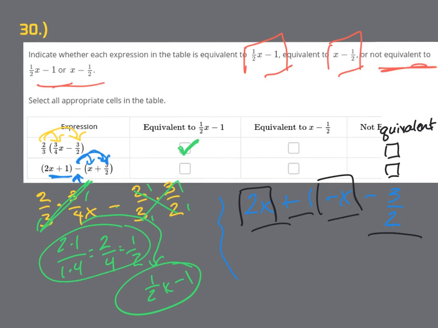Okay, so now I get to sort my x's in boxes, my non-x's underlined. So I'm going to have 2x plus, bring that. Operation 2x minus x in a box plus 1 minus 3/2 underline. 2x minus x is x, right?